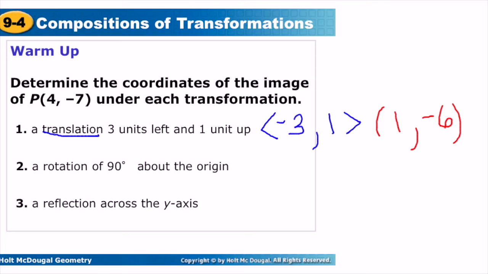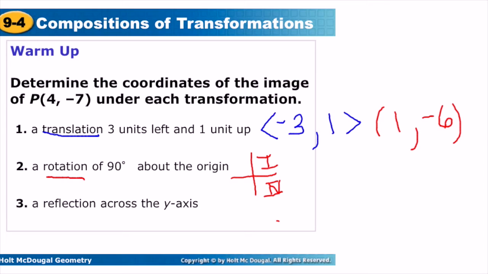For number 2, you have a rotation of 90 degrees about the origin. The key here is to remember when you have a rotation, unless you're told otherwise, you are to assume counterclockwise. So this is going to be a counterclockwise rotation, 90 degrees. If you think of your coordinate plane, when I look for (4, -7), it should be here in quadrant 4. Therefore, a 90-degree rotation should be in your first quadrant.